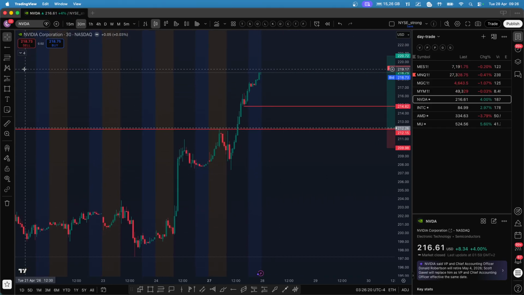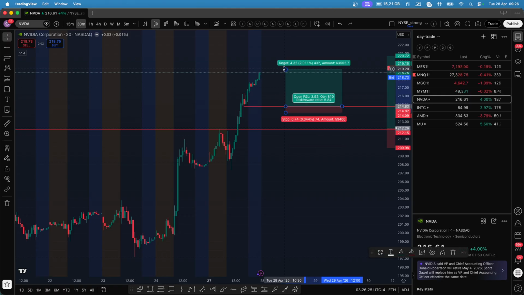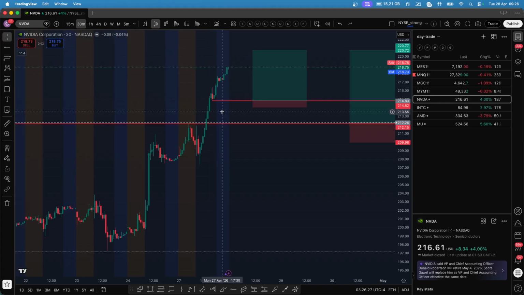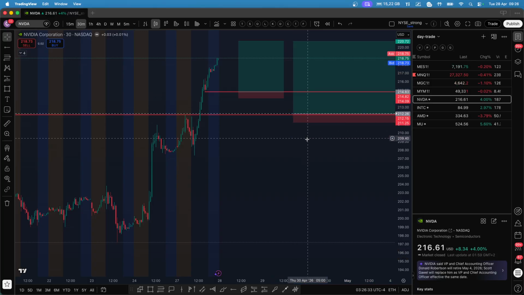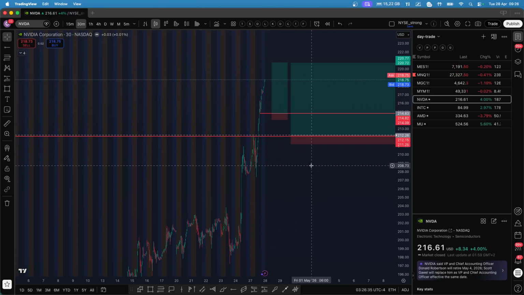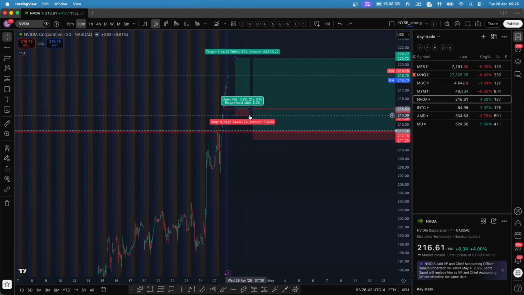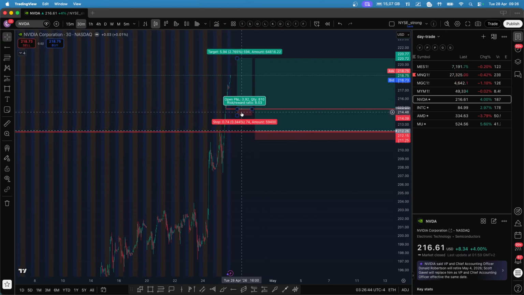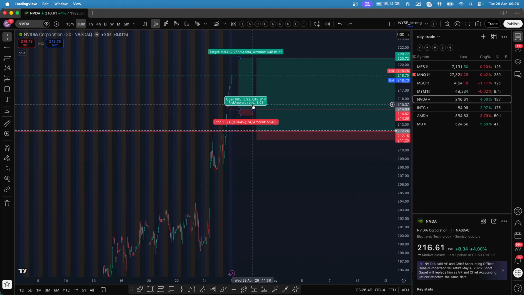So maybe one long can be tried here, keeping a small stop loss for 220, and another idea can be an all-time high retest for a small stop loss. And yeah, it's a huge risk to reward, an A plus setup. Breaking the all-time high with the momentum could be a play. This is for NVIDIA. Not interested in a short opportunity at the moment for NVIDIA.